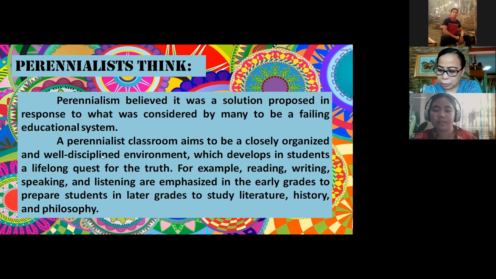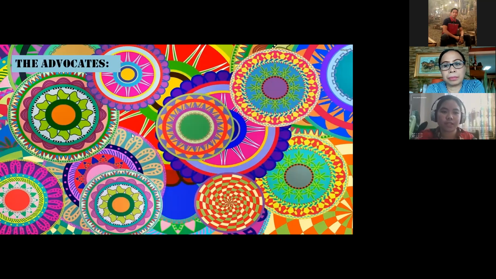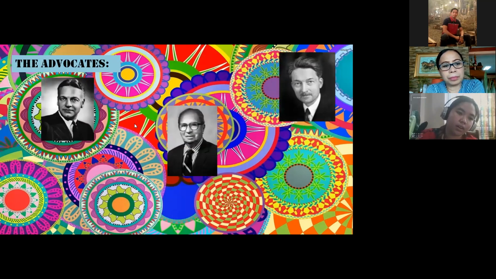So unlike progressivism, Mr. Michael earlier says that progressivism is not organized well. Perennialism needs to be organized, well disciplined. Okay. Next, the advocates. So these people support the idea of perennialism.